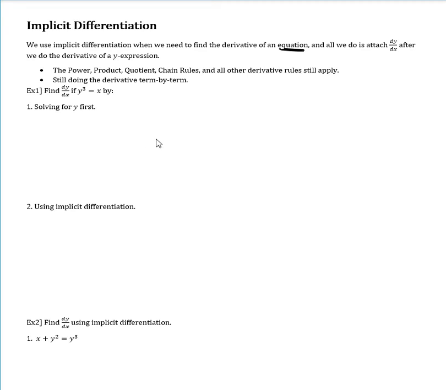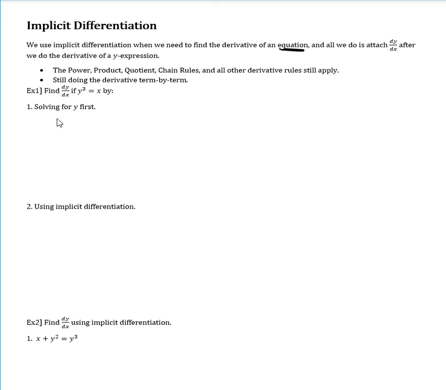Implicit differentiation is different from the differentiation we've been doing so far, because we've been doing explicit differentiation, which means that we have y equals some x expression. With these, you don't have to have y equals an x expression. You can have y's all over the place, like in number 1, where you have multiple y's. The rules all still apply. It's all the same rules, and we'll still do it term by term.